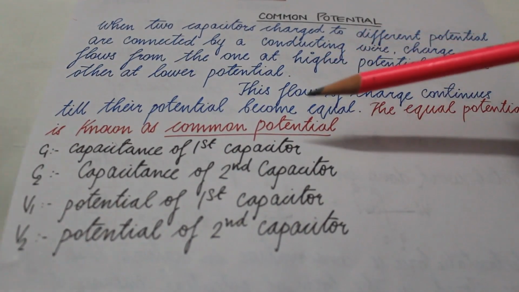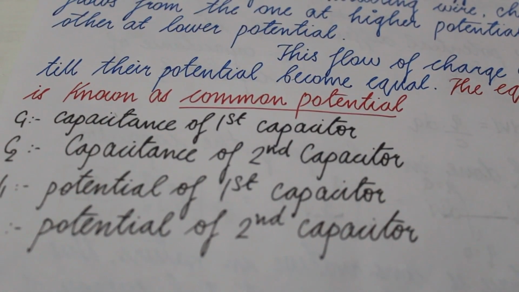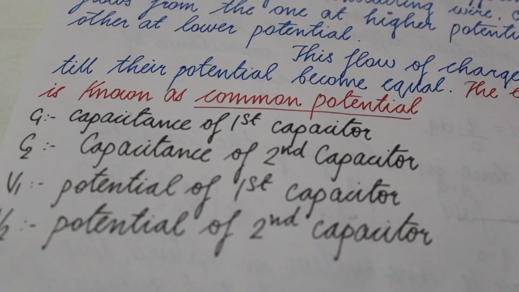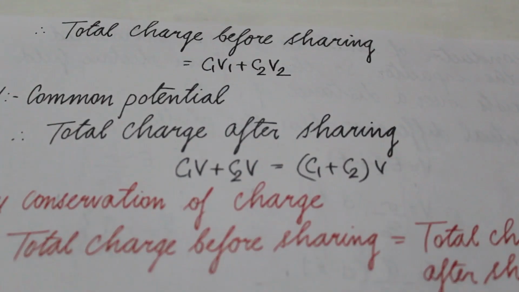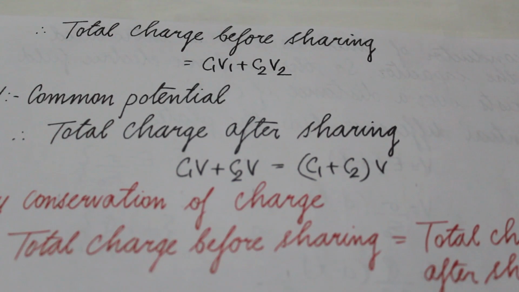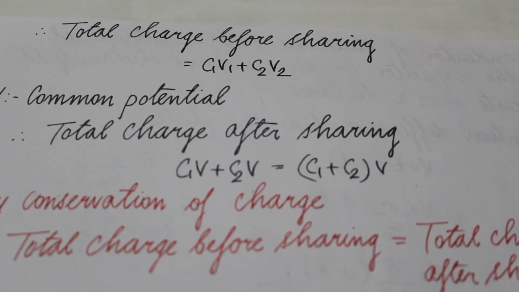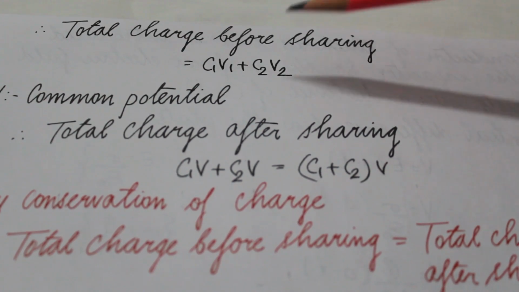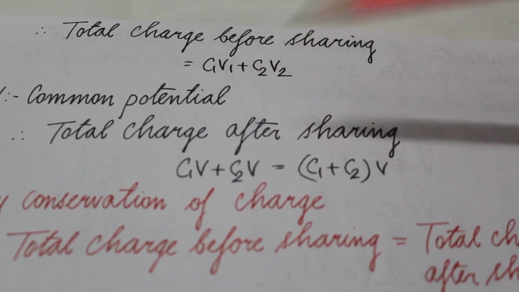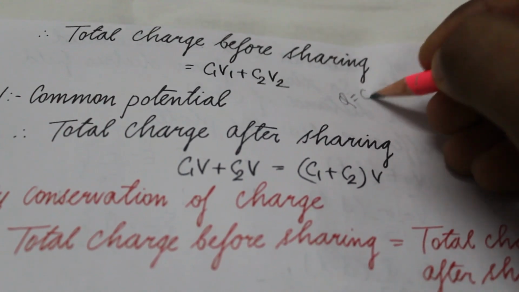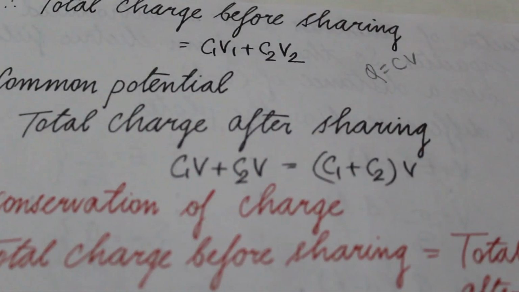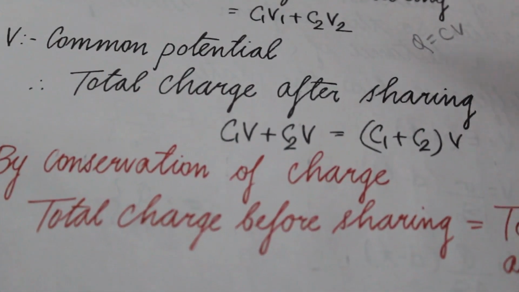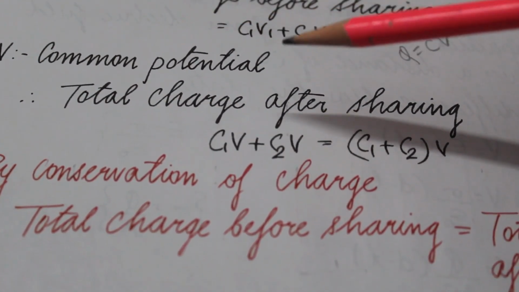Let's say C1 is the capacitance of the first capacitor, C2 is the capacitance of the second capacitor, V1 is the potential of the first capacitor, whereas V2 is the potential of the second capacitor. For finding out common potential, we would be using the conservation of charge. So the total charge before sharing will add up the charge of each capacitor, and we know that charge Q is given by CV. So for the first capacitor it will be C1V1, and for the second capacitor it will be C2V2. After they have attained a common potential, the transfer of charge will stop.